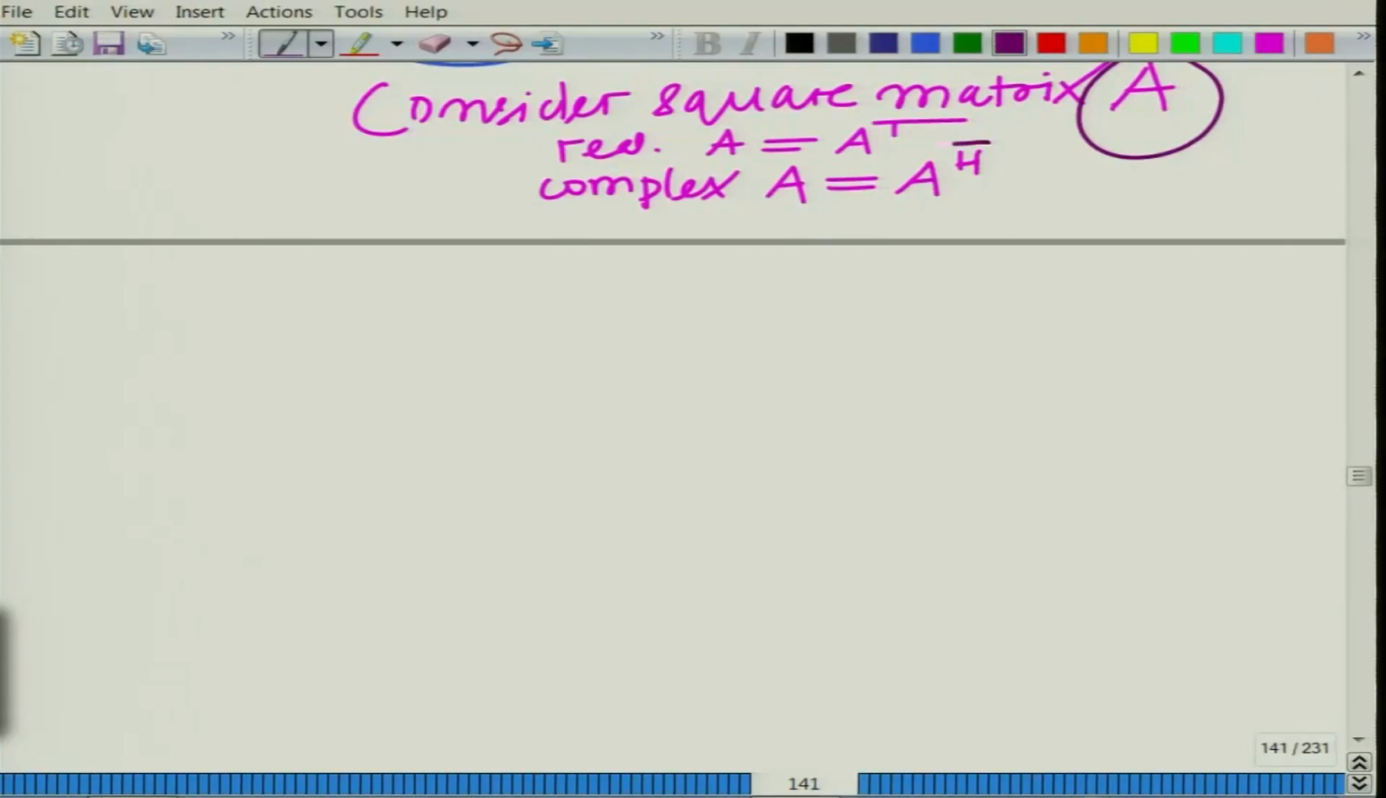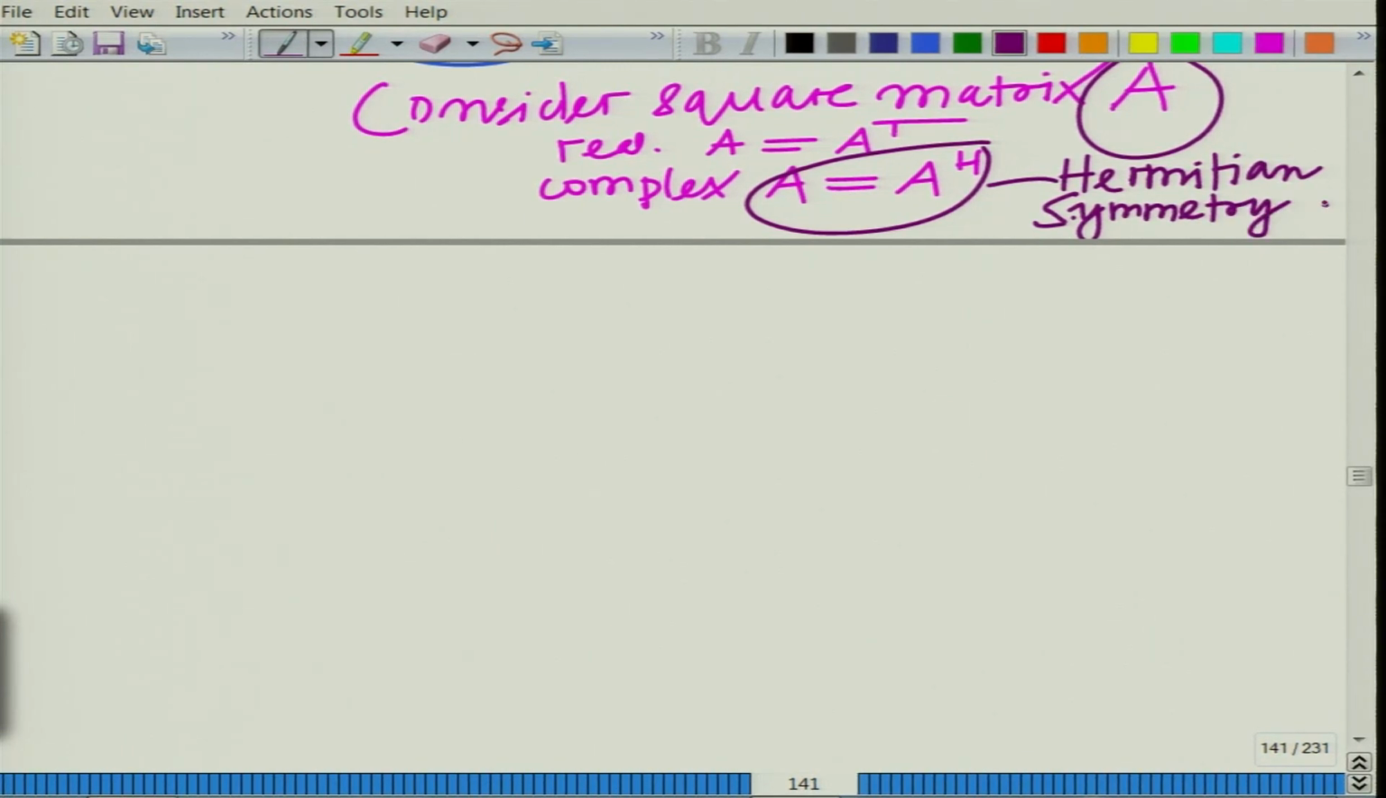For complex matrices, we have A equal to A Hermitian, that is transpose and complex conjugate. Alright, this is also known as Hermitian symmetric, right. So, you might have also seen this. This is also known as Hermitian symmetry.